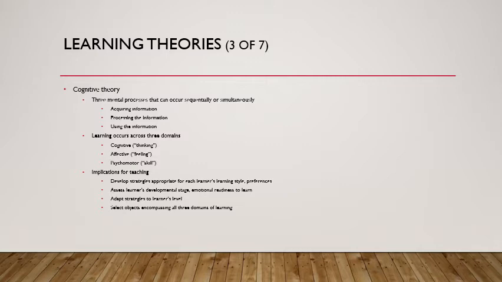So implications for teaching: develop strategies appropriate for each learner's style and preferences. This is where your learning styles come in. A lot of people say, you know, I don't have that affective nature, I'm more of a psychomotor person. I like to learn by touching. Some people like to learn by thinking, by reading, those types of things too. So there's definitely different things that you can do with these learning theories.